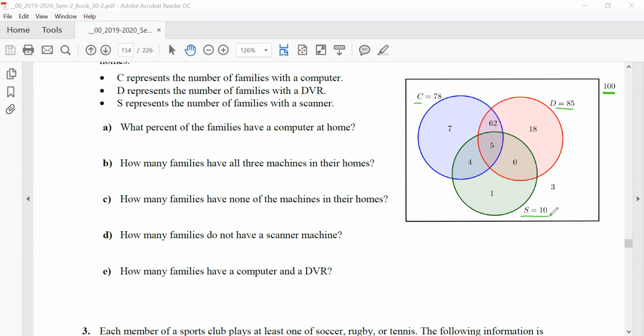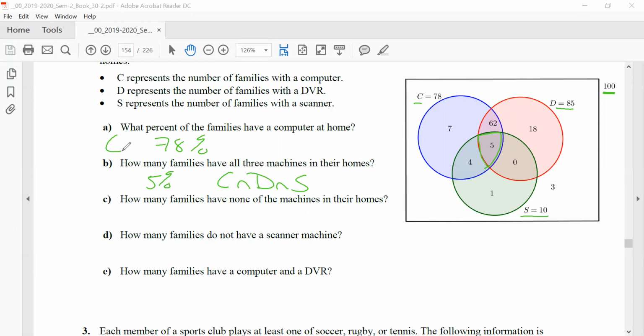So what percentage of families have a computer at home? Well, computer at home, there's 78 out of 100, so 78%. How many families have all 3 machines in their home? Well, all 3 machines would be the triple intersection. So that's 5% or 5 of them. But what I want you to think about is maybe let's start writing this out in notation. That would be C intersect D intersect S. It's the intersection of all 3 sets. The first one simply just would have been C. How many people have a computer? I'm set C, 78.